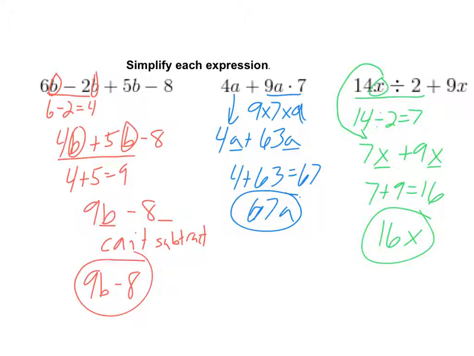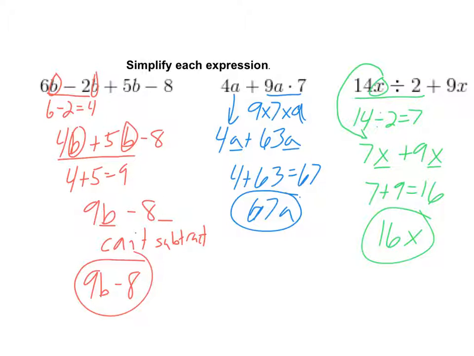4b plus 5b, they both have a b again, so I can add them together. 4 plus 5 is 9, so 4b plus 5b is 9b, leaving me with 9b minus 8. I can't subtract those because 9 has a b with it and 8 doesn't, so I have to leave it as 9b minus 8.